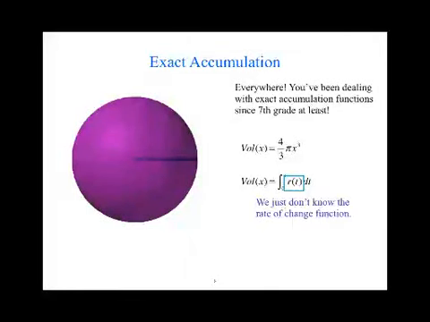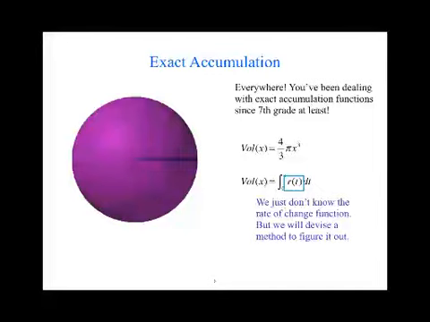So we know how to calculate volumes of a sphere, 4/3 pi x cubed, pi r cubed. If we want to write it as an accumulation function, then we need to know its rate. We need to know its rate of change function. Okay, so that's our goal here. So this is the whole point. Given the accumulation, what's the rate of change? Given the accumulation, what's the rate of change?